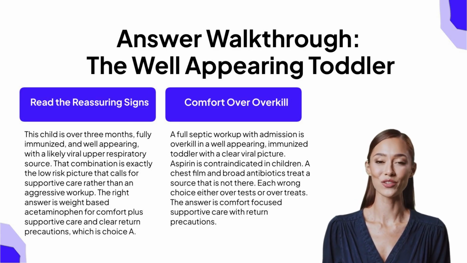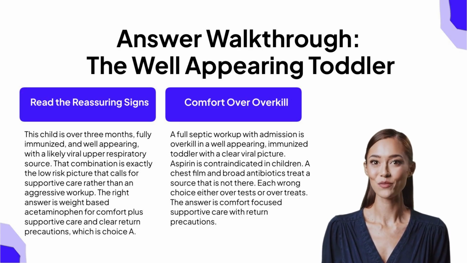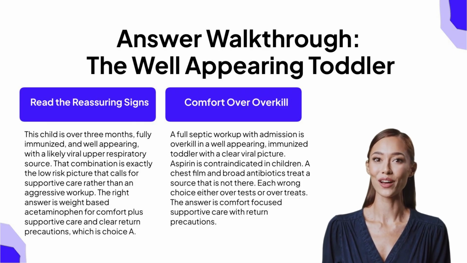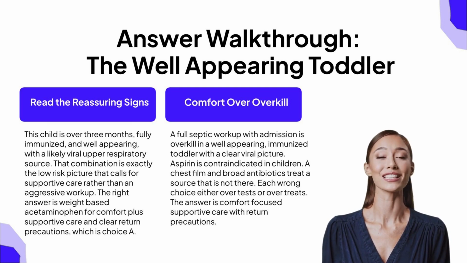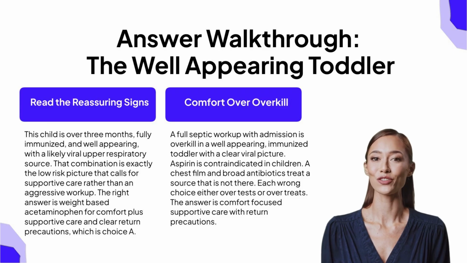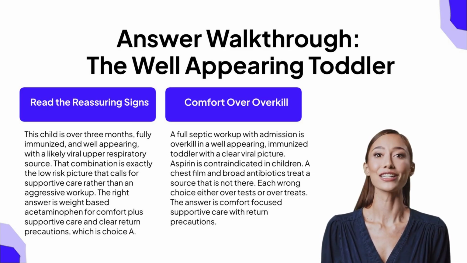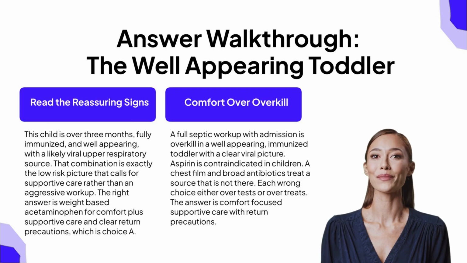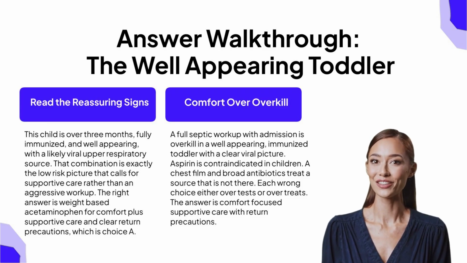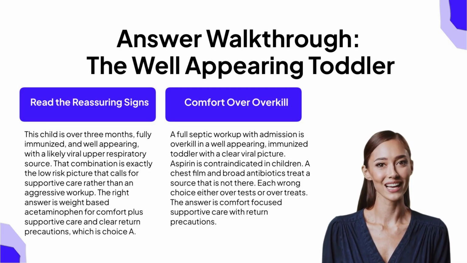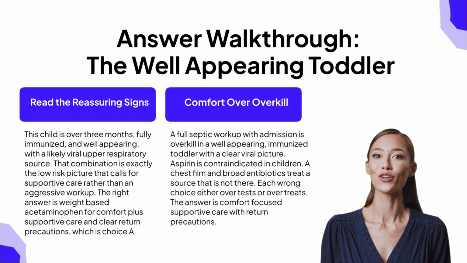First, read the reassuring signs. This child is over 3 months old, is fully immunized, and is well-appearing, with a runny nose and a mild cough that point to a simple viral upper respiratory infection. That exact combination, an older, immunized, well-appearing child with an apparent viral source, is the low-risk picture that calls for supportive care rather than an aggressive evaluation. So the principle here is comfort over overkill. The correct answer is weight-based acetaminophen for comfort, along with supportive care and clear return precautions, which is choice A.